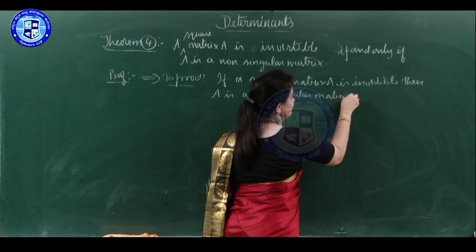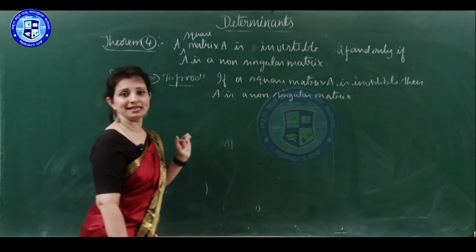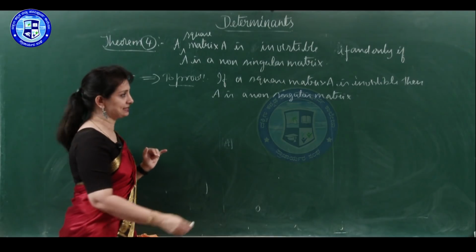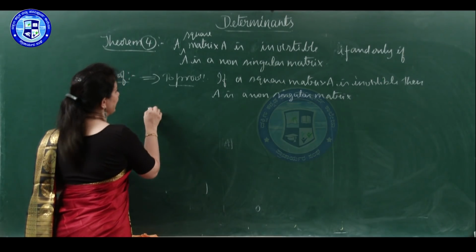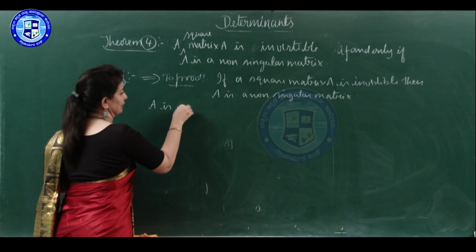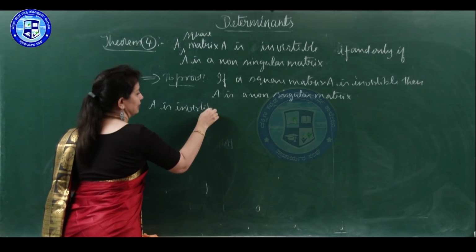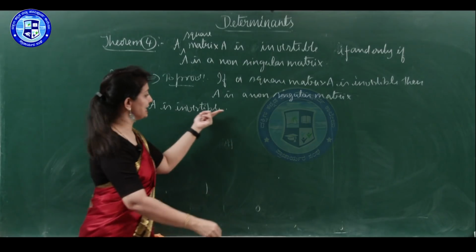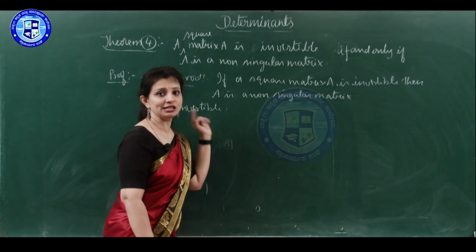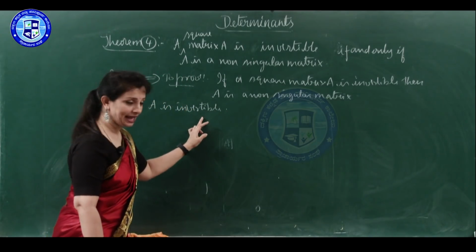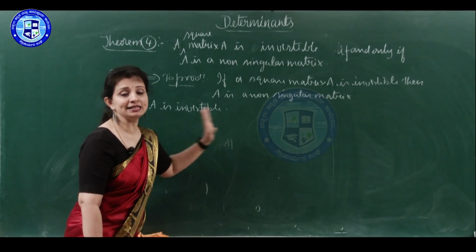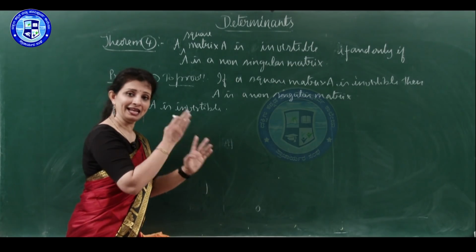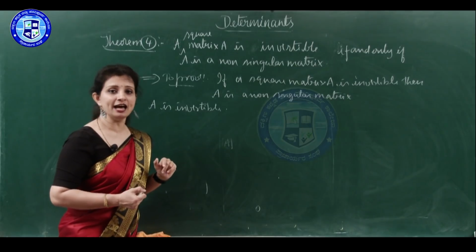Okay. First we will prove this: a square matrix A is invertible, meaning its inverse exists. So, A is invertible. What does that mean? It is the definition of an invertible matrix. There exists a matrix B such that if you multiply A and B, you will get the identity matrix. Either way, B and A, when you multiply, you will get the identity matrix.